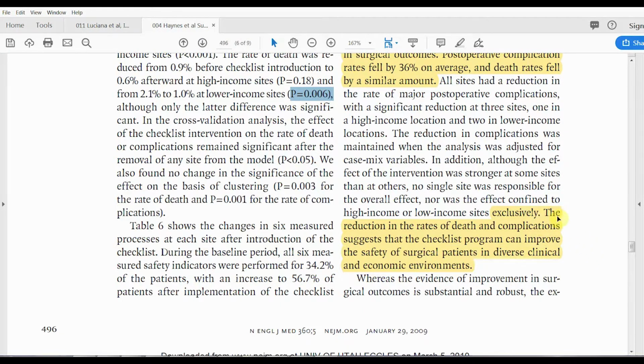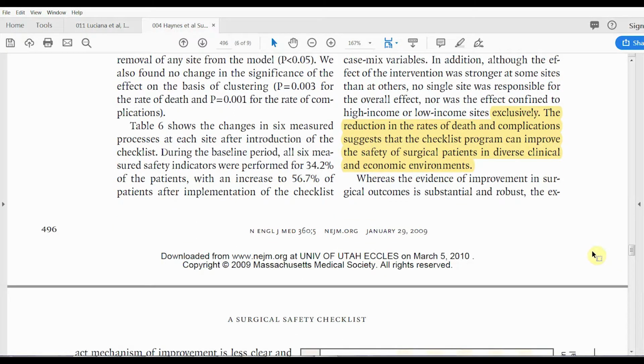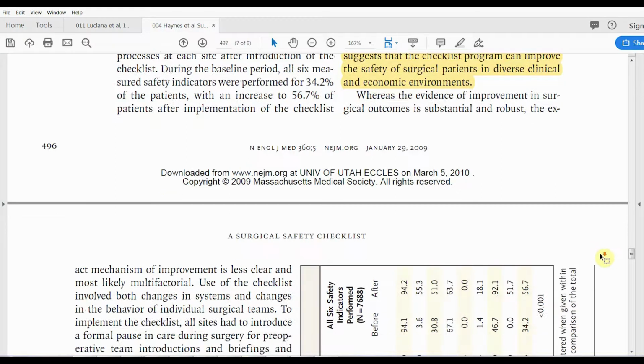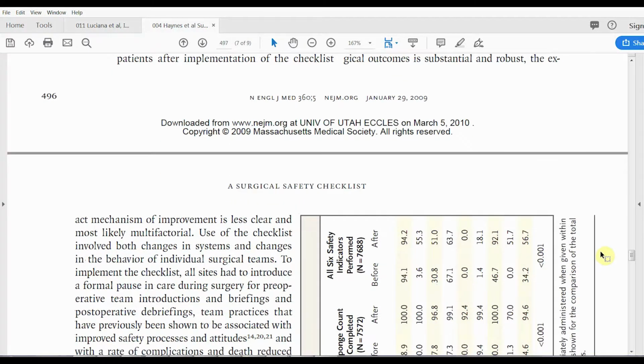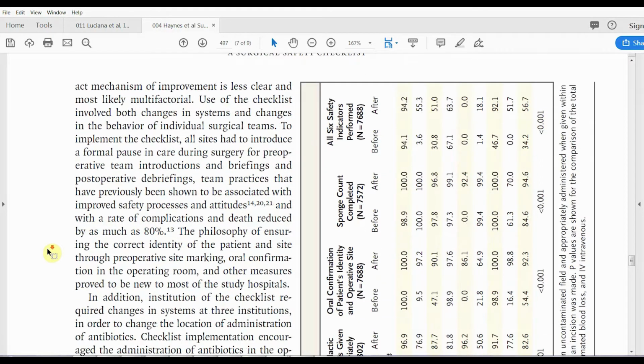Here, this line near the end of this first paragraph in the discussion section: the reduction in the rates of death and complications suggests that the checklist program can improve the safety of surgical patients in diverse clinical and economic environments. And then, after they've made that established point, here's how it should be interpreted, they start trying to talk about some of the implications of it. And one thing they don't know is why the checklist works. There's some doubt as to what it is specifically about a checklist that allows it to function so well and to reduce the rates of complication in hospitals.